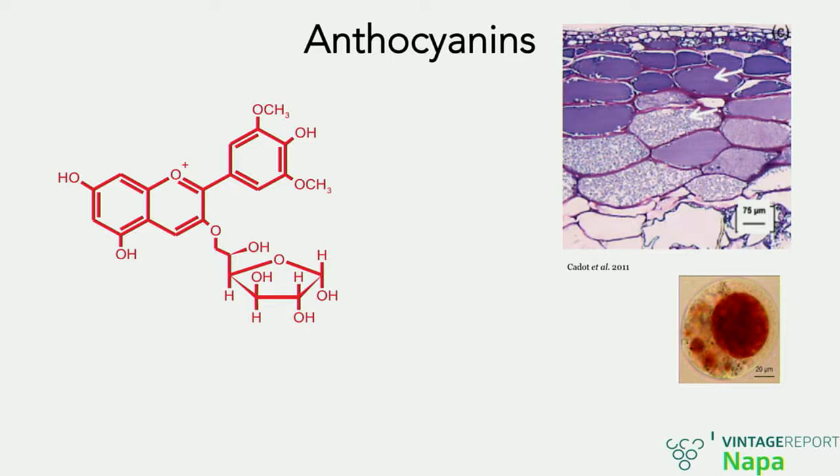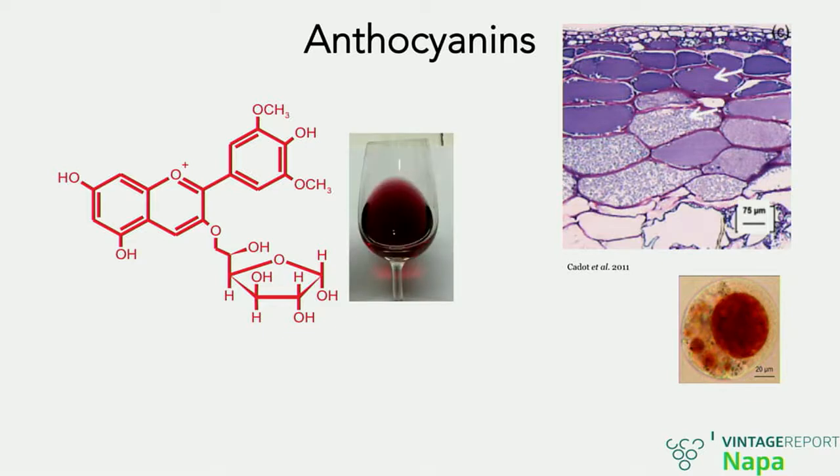Okay? Now, this malvidin-3-glucoside happens to be a very abundant anthocyanin, for instance, in Pinot Noir. Okay? And the color of a Pinot Noir looks like the color of a Pinot Noir. Now, in many vinifera varieties, position 6 of the glucose is acylated with acetic acid, p-coumaric, or caffeic acid, forming what we know as acylated anthocyanins.